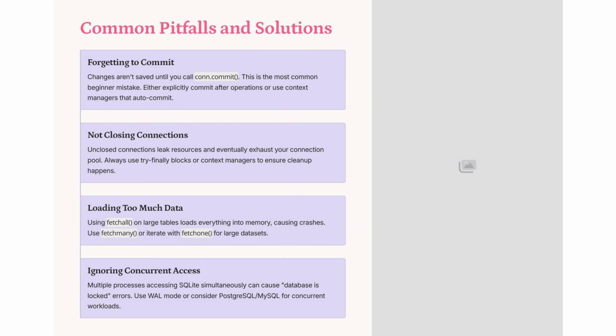Forgetting to commit changes is a common mistake. Always use con.commit or context managers. Unclosed connections can exhaust resources, so ensure cleanup with try-finally blocks. Avoid loading too much data with fetchall. Opt for fetchmany or fetchone. For concurrent access, use write-ahead logging mode or consider PostgreSQL or MySQL to prevent database locked errors.